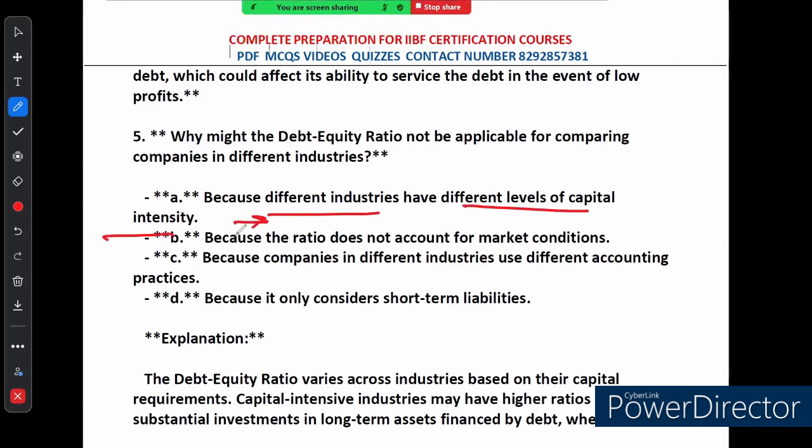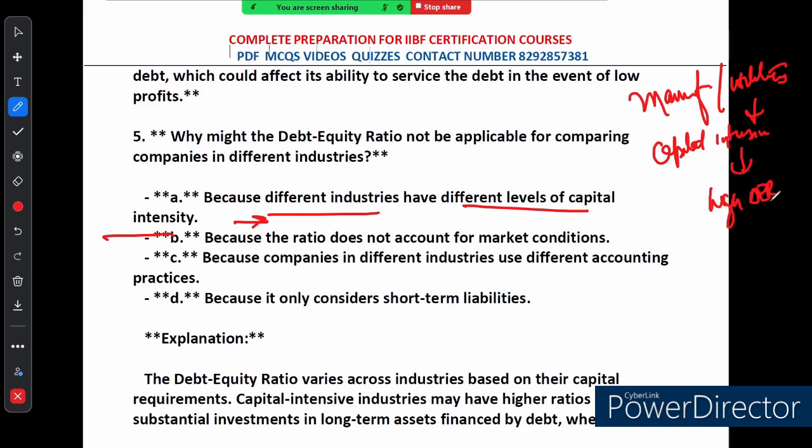So what do you think? This is the correct answer. Let's talk about industries like manufacturing and utilities, which are capital intensive industries. So these industries tend to have a high DER, a high debt equity ratio, due to large investment in long term assets. Why do they have high DER? Because they have large investment in long term assets.